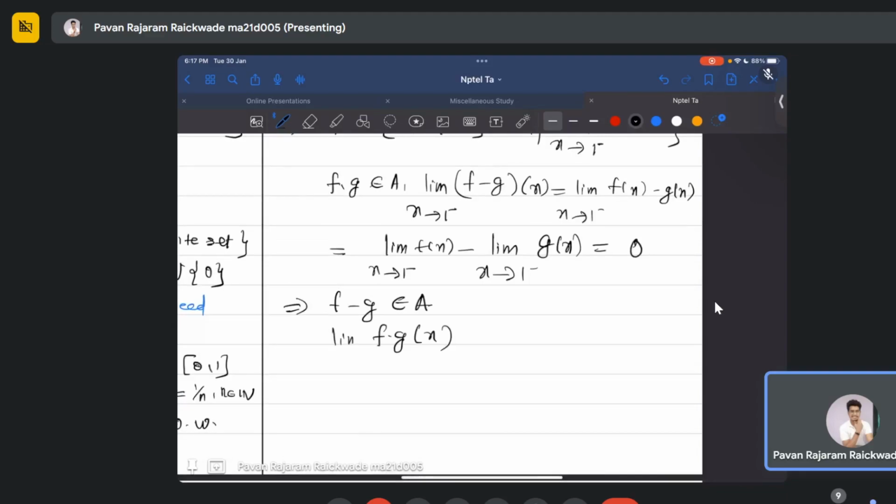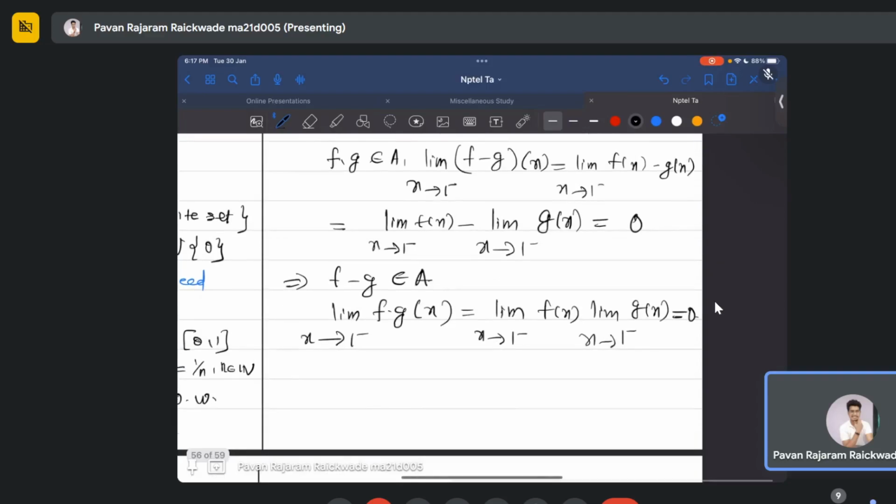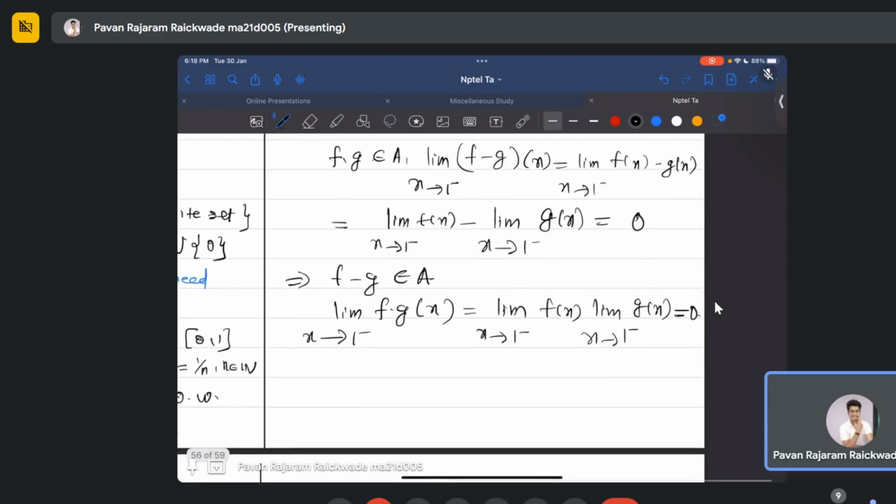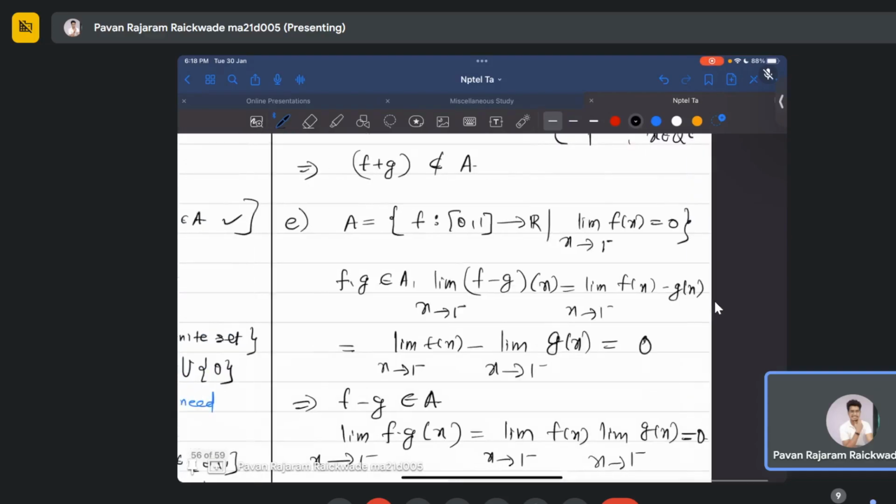What is the limit as x goes to 1? Here also you can distribute. If you have studied real analysis or any analysis topology, you can see that if f and g both are functions whose limit is 0 at the point 1, then the product also has limit 0, right? You can prove it. So what did I do? For any two elements, their difference is also in A. For any two elements, their product is also in A. So this A is a subring.